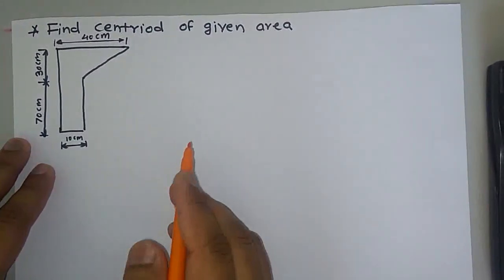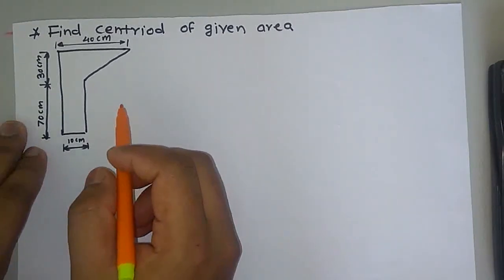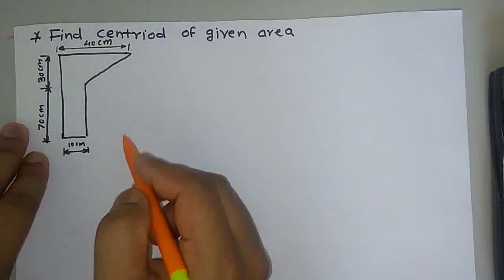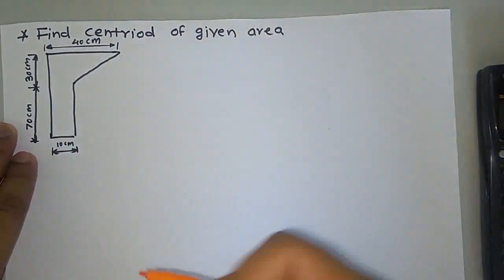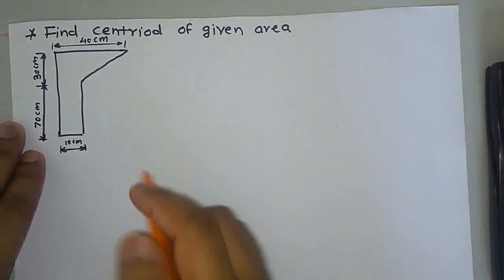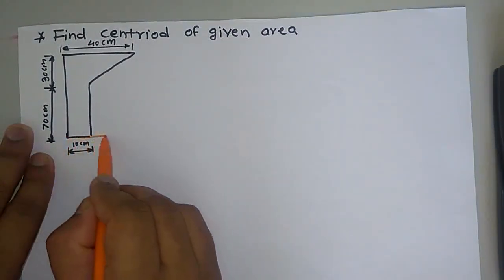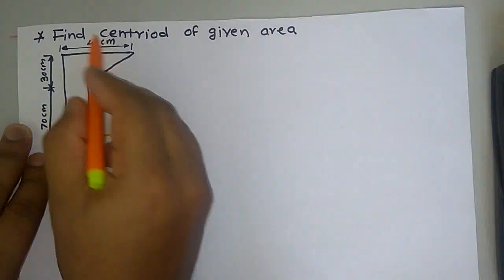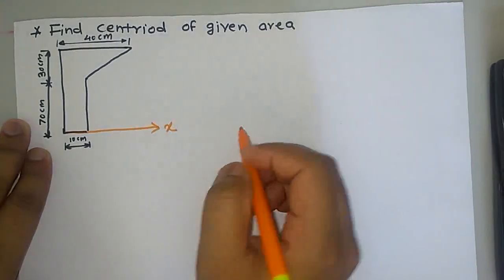So first step is what? We need to select the axis. First we need to see whether the axis is given or not. Here the axis is not given, so we need to select the axis. Now how to select the axis? Your x-axis should be at the extreme bottom of the geometry. So this is our geometry, this is the extreme bottom of the geometry, so here should be our x-axis.